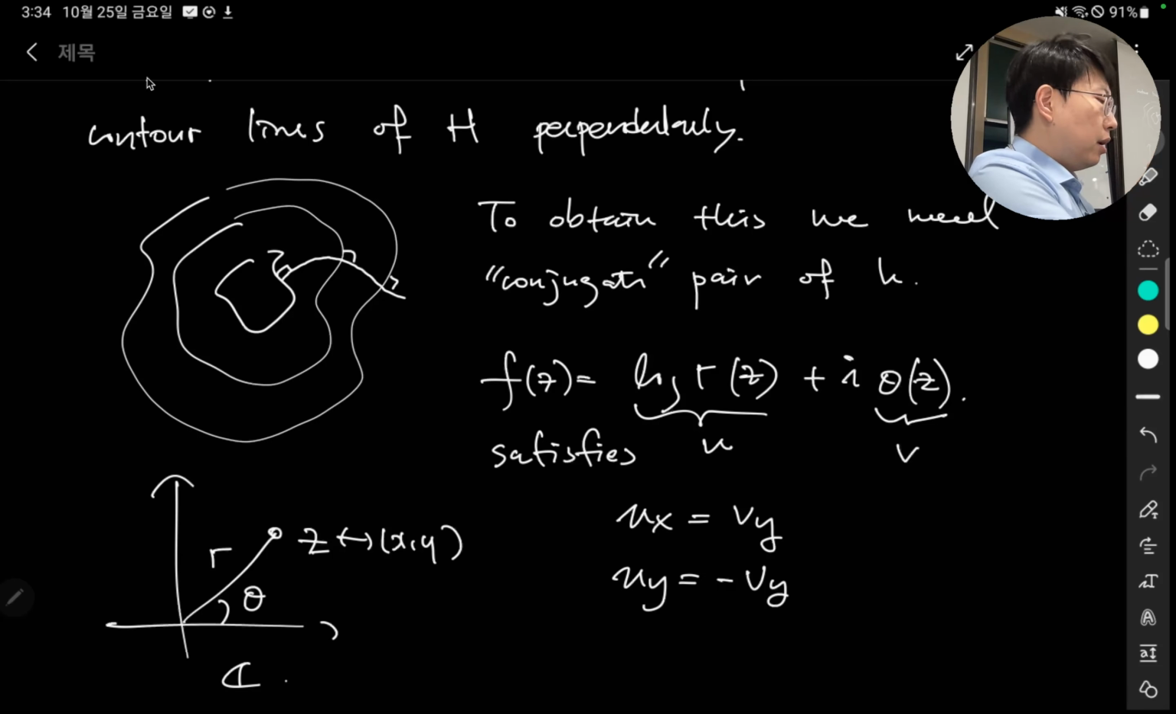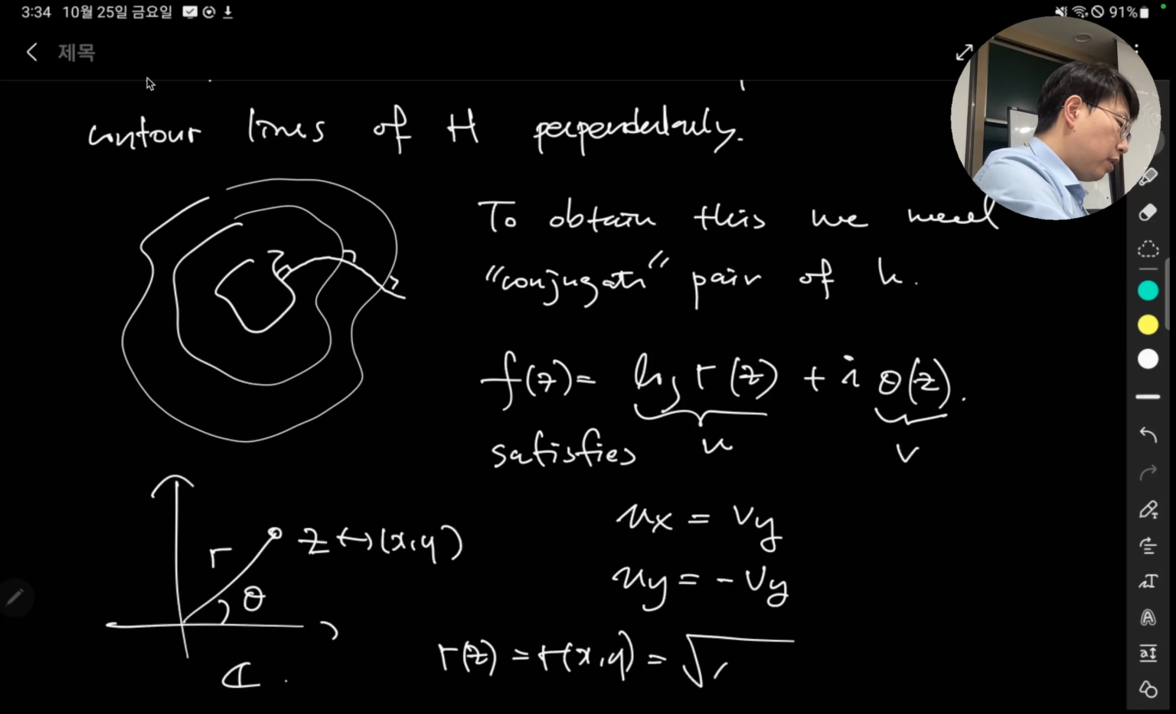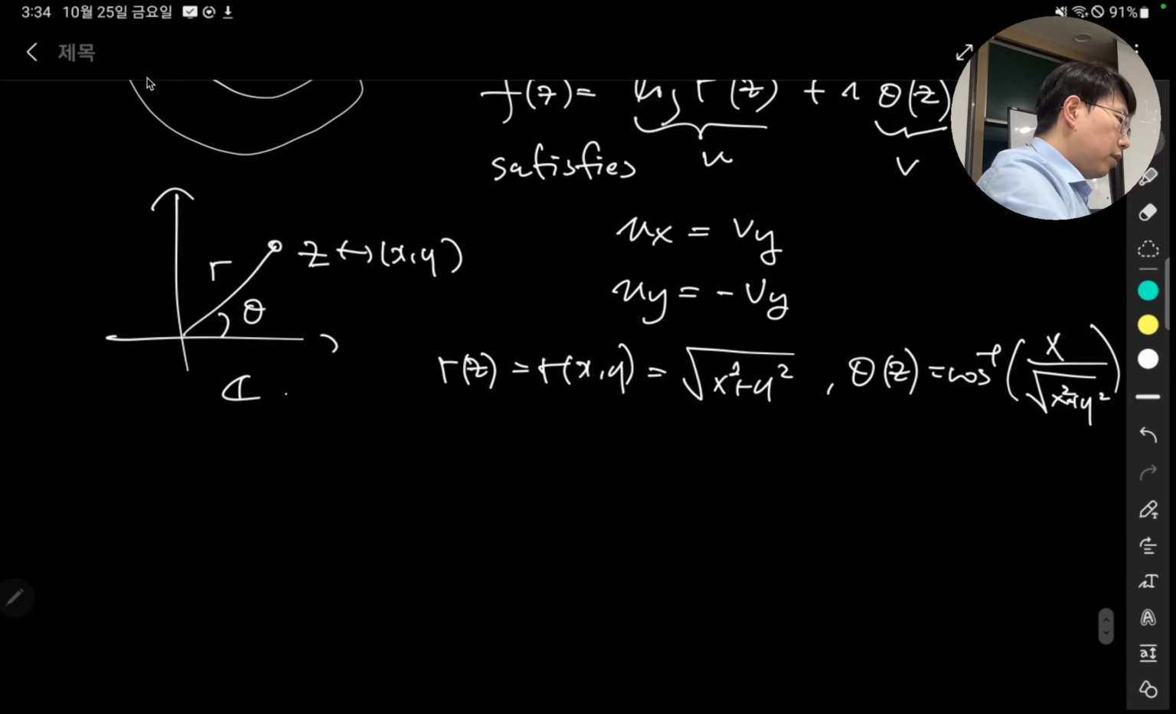Here, what is r? r of z is the same as r of x, y, so it's the square root of x squared plus y squared. And what is theta of z? We already computed this: the inverse cosine of x over the square root of x squared plus y squared. So this is your u and v. You have to take the log here, but anyway, this is your u and v. It satisfies these two equations.